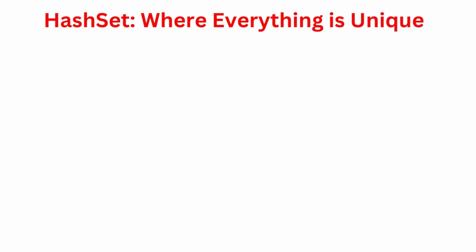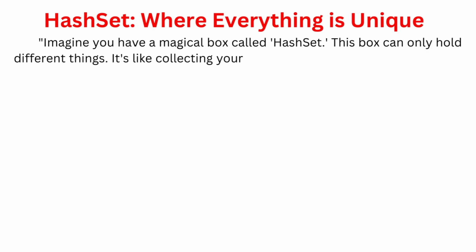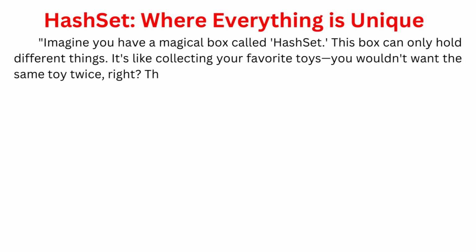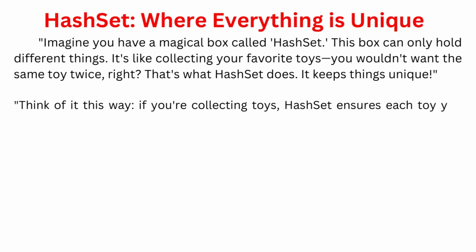HashSet, where everything is unique. Imagine you have a magical box called HashSet. This box can only hold different things. It's like collecting your favorite toys. You won't want the same toy twice, right? That's what HashSet does. It keeps things unique. Think of it this way: if you are collecting toys, HashSet ensures each toy you put in is one of a kind.